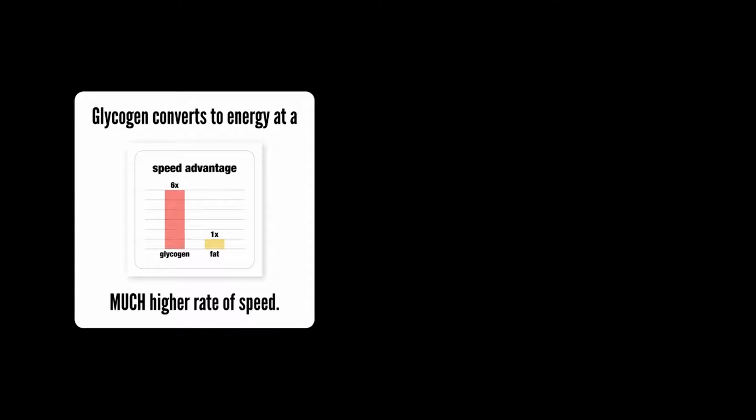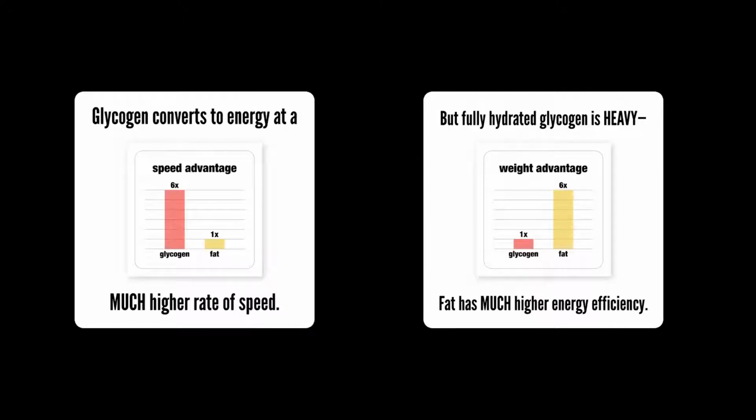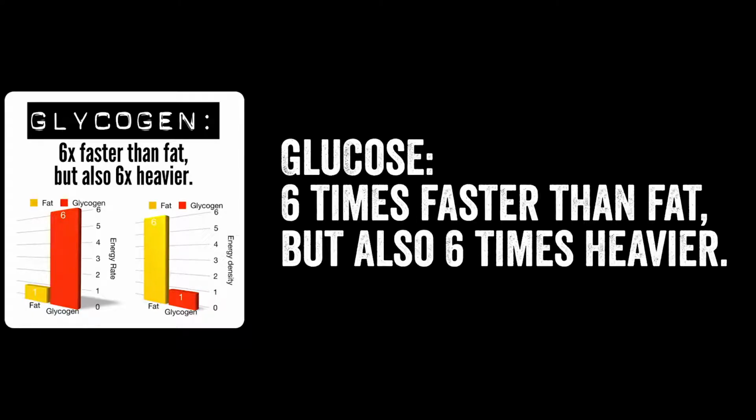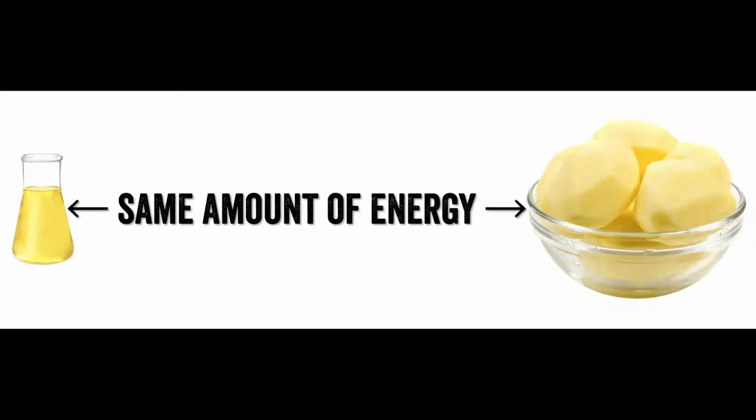Glycogen, which is the glucose stored in our liver and muscles, is very special. It's incredibly fast. You can make energy out of glycogen 6 times faster than you can fat. So glycogen is extremely valuable. But fully hydrated glycogen, and we call them carbohydrates because they're fully hydrated, they're very heavy, they're very large. Glycogen is not a very size and weight efficient way to store energy. So we have this situation where glucose is 6 times faster at making energy than fat is, but it's 6 times larger and heavier. So your body wants a little bit of both, but we carry about 100 times more energy as fat because it's so much easier to carry around.